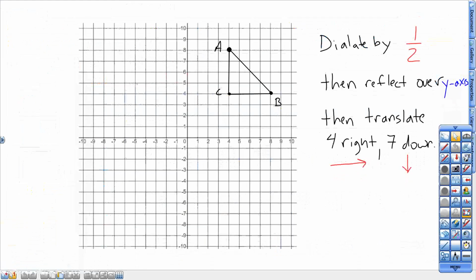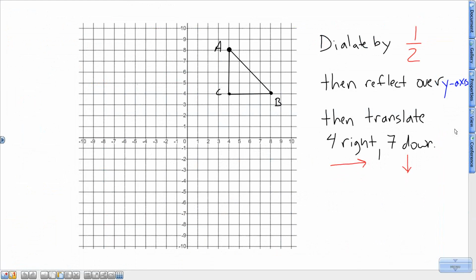Okay, for homework 321, I'd like you to write down this whole problem, try it first, and then check it against mine. And then when you check your work, make sure your work matches mine and write down the 3 words to show me that you listen. So this one's going to have you dilate it, reflect it, and then slide it, translate it.